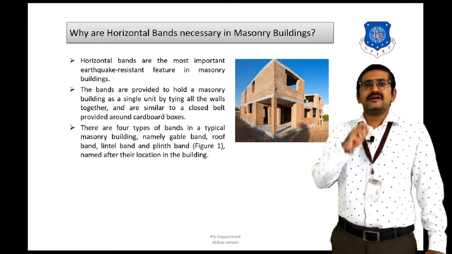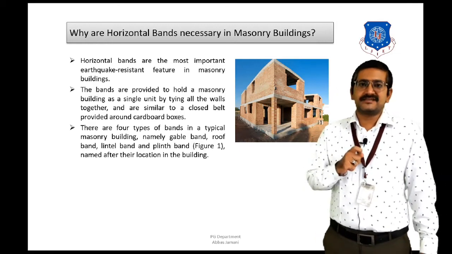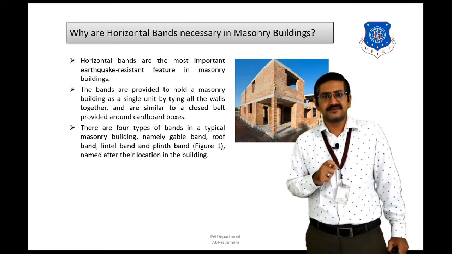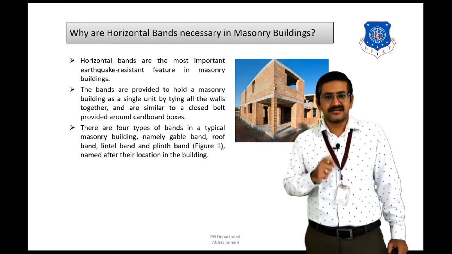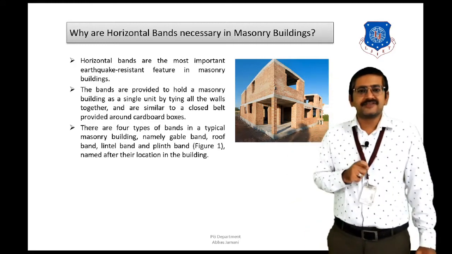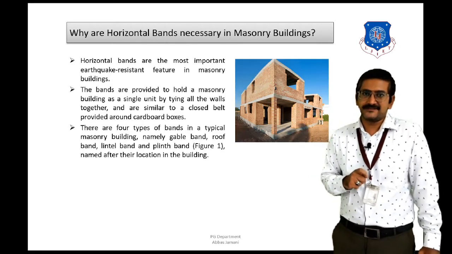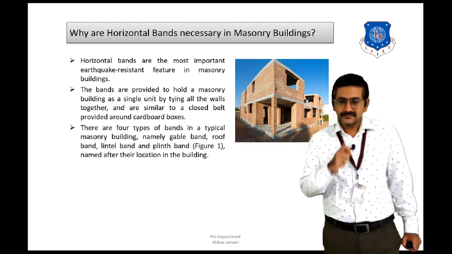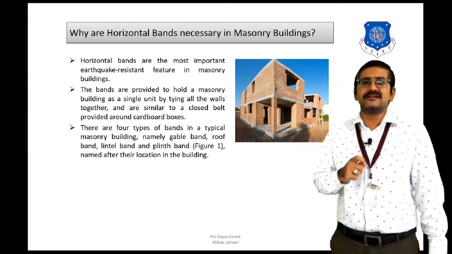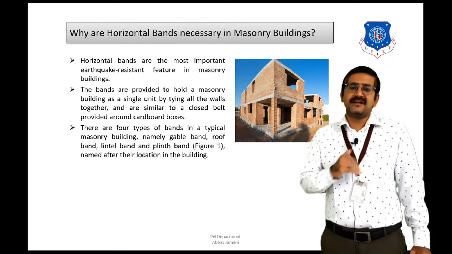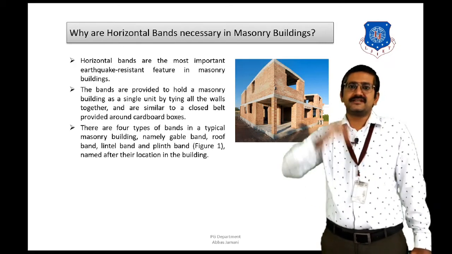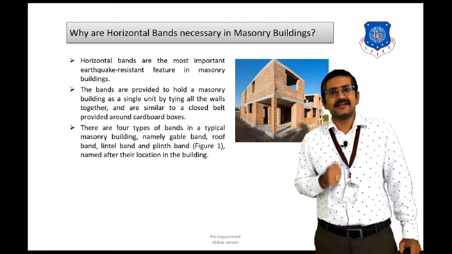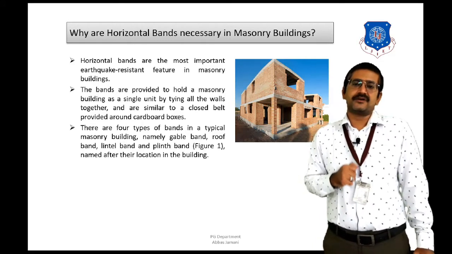Right? So now coming back to the first point, that is the box section. In order to achieve this box section, there is one more component that we are going to focus on in this particular lecture, and that is the horizontal band. So we are going to discuss why horizontal bands are necessary in the masonry building. First we need to understand the objective of these horizontal bands. They are called horizontal bands because they are in the horizontal plane. However, the location is going to vary along the height of the building.